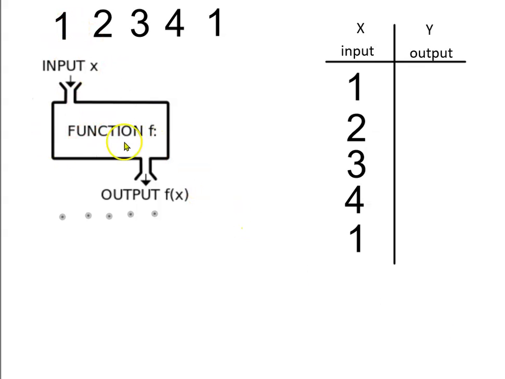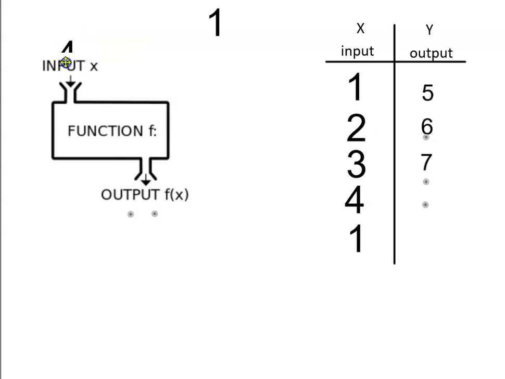So let's take a look at this function machine I have here. If I put the number 1 into my function machine, it will come out as a 5. If I put the number 2 into my function machine, it will come out as a 6. If I put the number 3 in my function machine, it will come out as a 7. Do you have any idea what this function machine does?